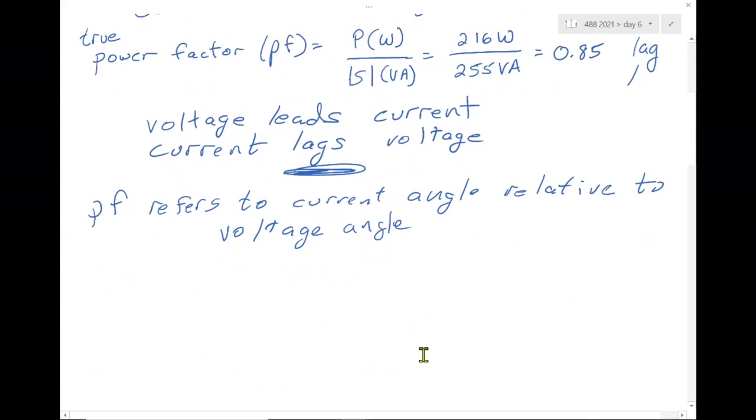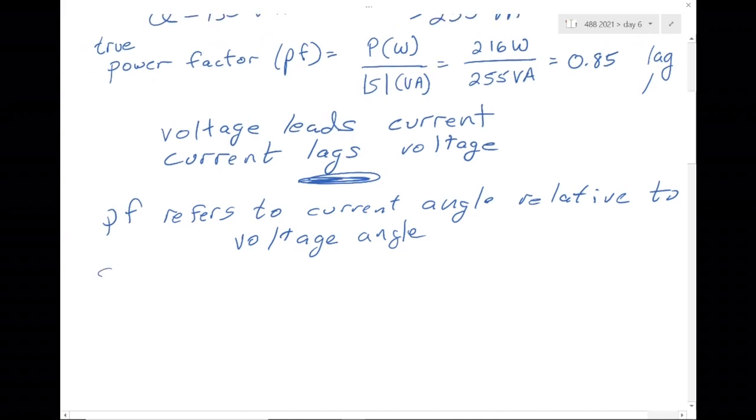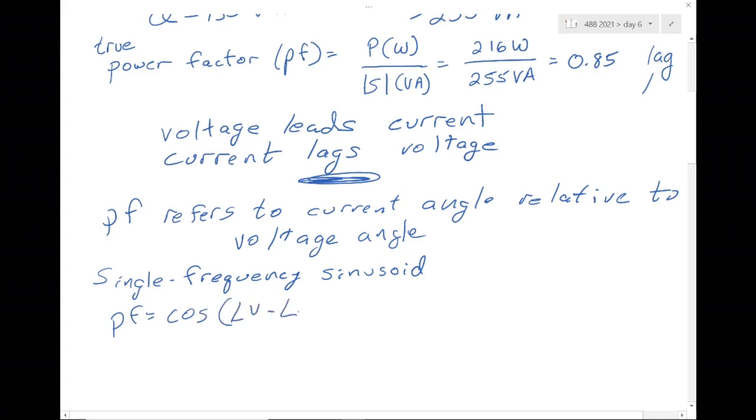So our power factor is 0.85 lagging. The other way we can calculate it, if we have a single frequency sinusoid, which is all we're going to do in this class, but it's not all we do in reality. And if you have a distorted waveform, this can give you significant error. Power factor is cosine theta, or cosine of the angle on the voltage minus the angle on the current.